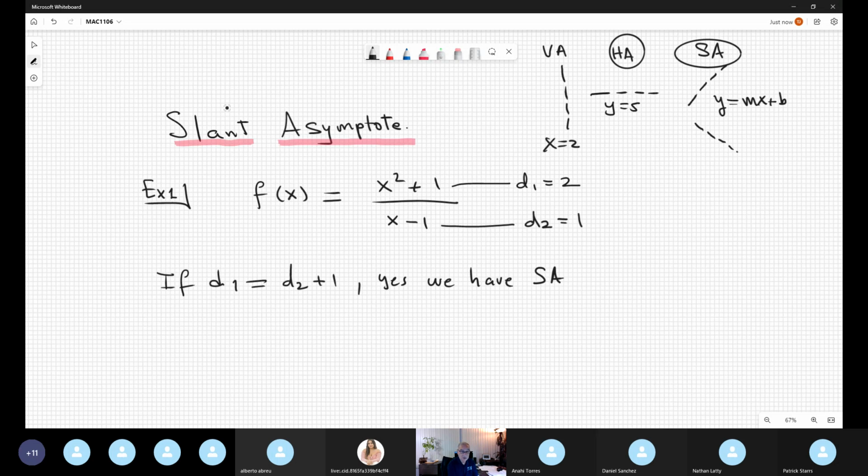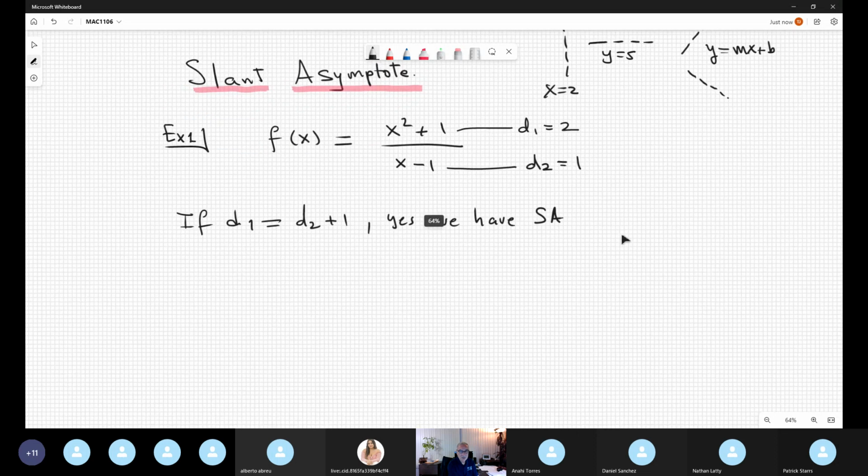Now how do you find the equation? The equation is a little bit complicated. Not too much, but a little bit. So for finding the equation of this slant asymptote, we need to perform the long division. You write in that format, the format for the long division or synthetic division. I want to explain both, and you decide which way you prefer.